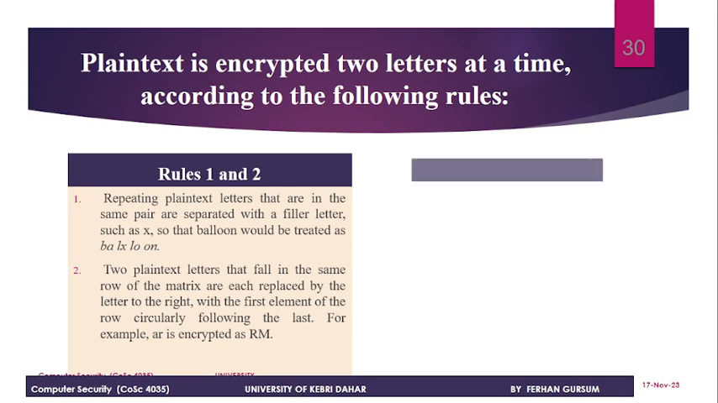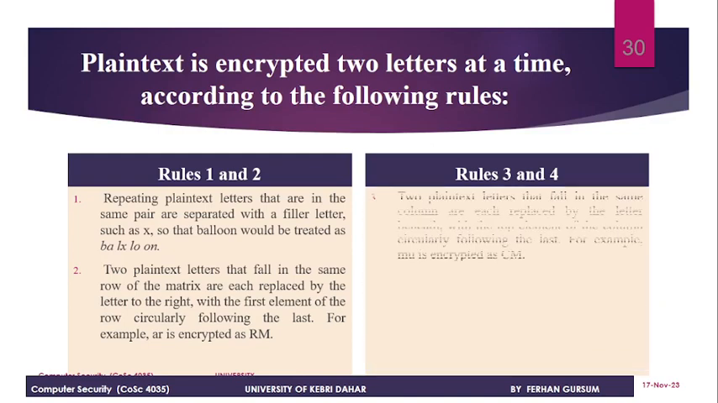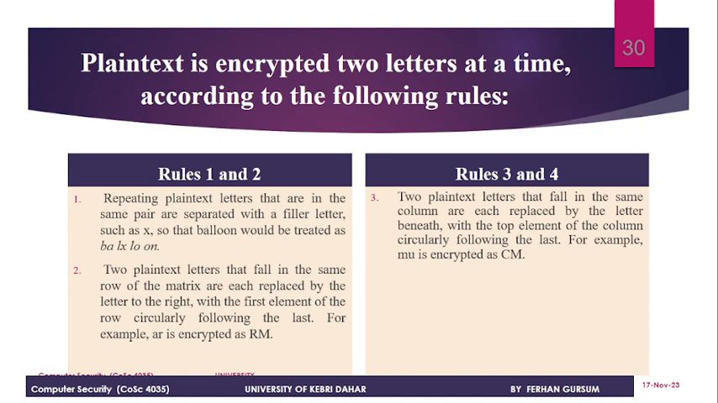Okay, when we come to rule number 3 and 4, rule number 3 says that two plain text letters that fall in the same column are each replaced by the letter beneath, which begins with the top element of the column, circularly following the last. For example, MU is encrypted as CM. We have seen this in the example, it is clear.